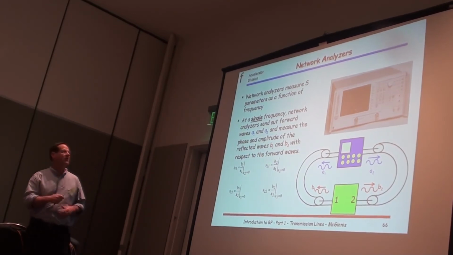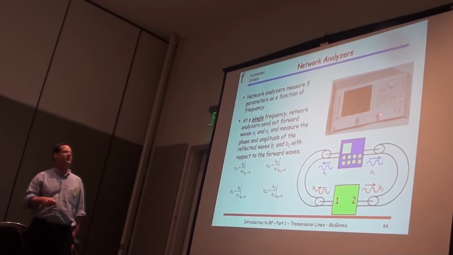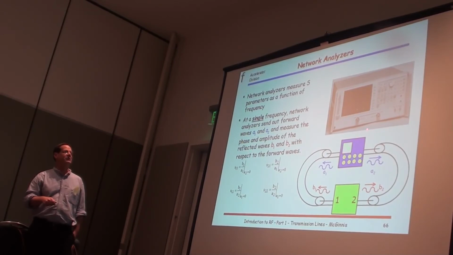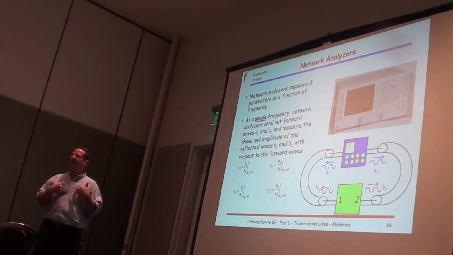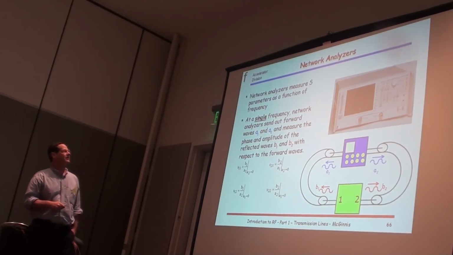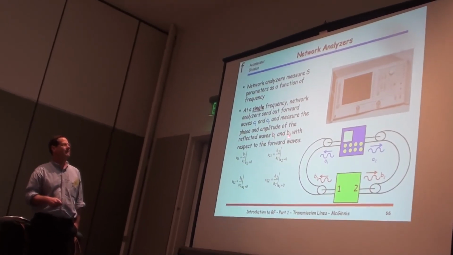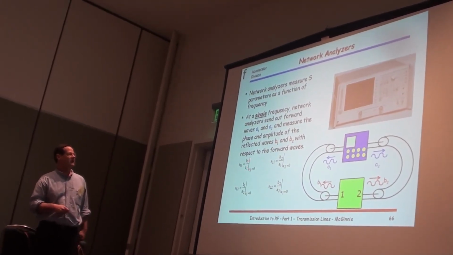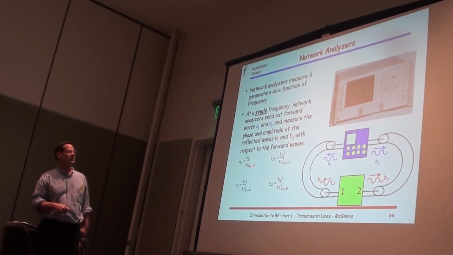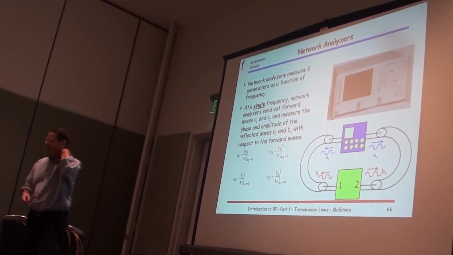So now what you're going to do is send a wave out of this port, and send a wave out of this port, hit your device, and measure the waves coming back into the ports. So you send waves out, and you measure the waves that come back. At a single frequency, they send waves A1 and A2, and then they measure B1 and B2. So S11 is B1 over A1 with A2 equal to 0, and so on. I won't go through all the things like that. You can picture this is what we're going to do, and this is what these network analyzers will do.